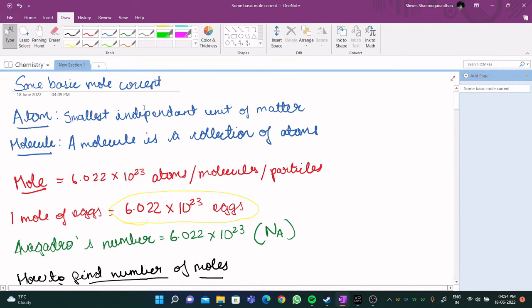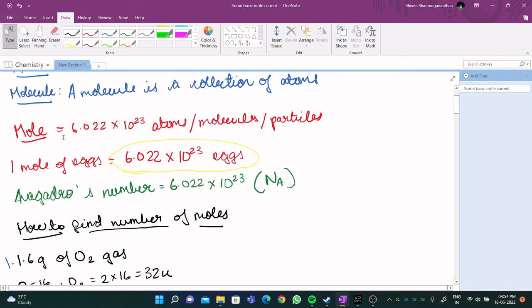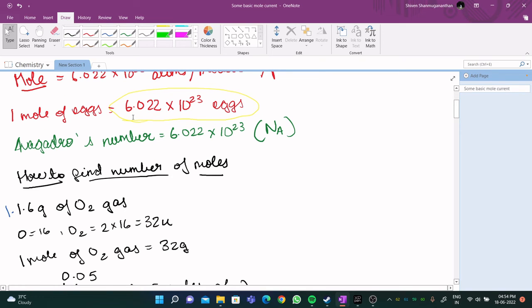An atom is the smallest independent unit of matter. A molecule is nothing but a collection of atoms. Now, 1 mole is basically a way of saying the quantity. Like we said earlier, a dozen is 12, a pair is 2. Just like that, 1 mole is 6.022 into 10 to the power 23, whether atoms, molecules, or particles. For example, 1 mole of X would be 6.022 into 10 to the power 23 X. This number is known as Avogadro's number, written as Na for convenience.